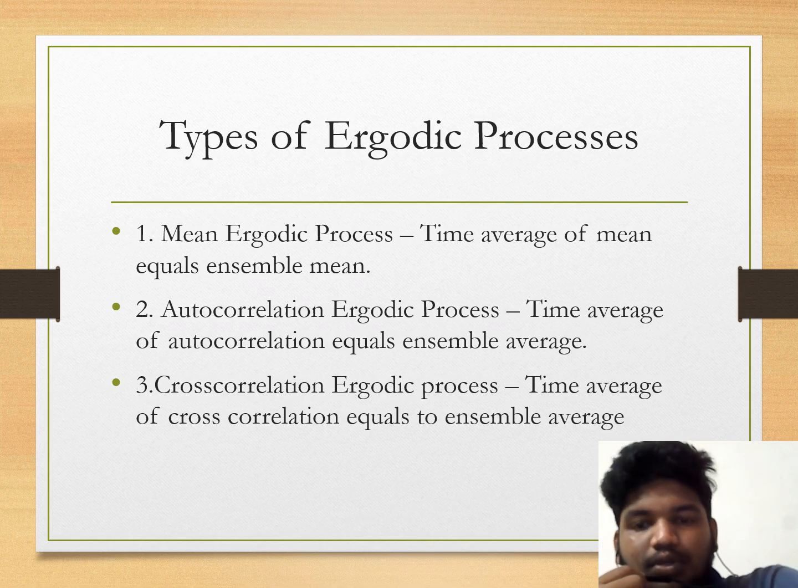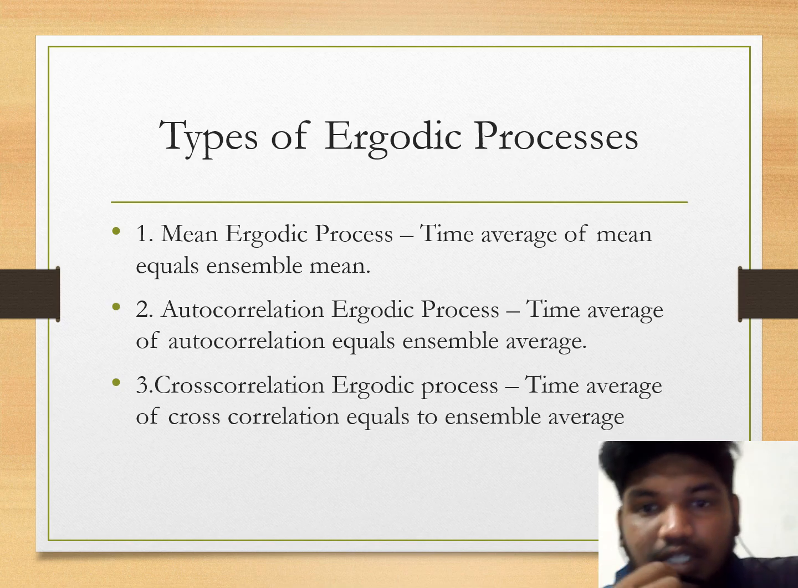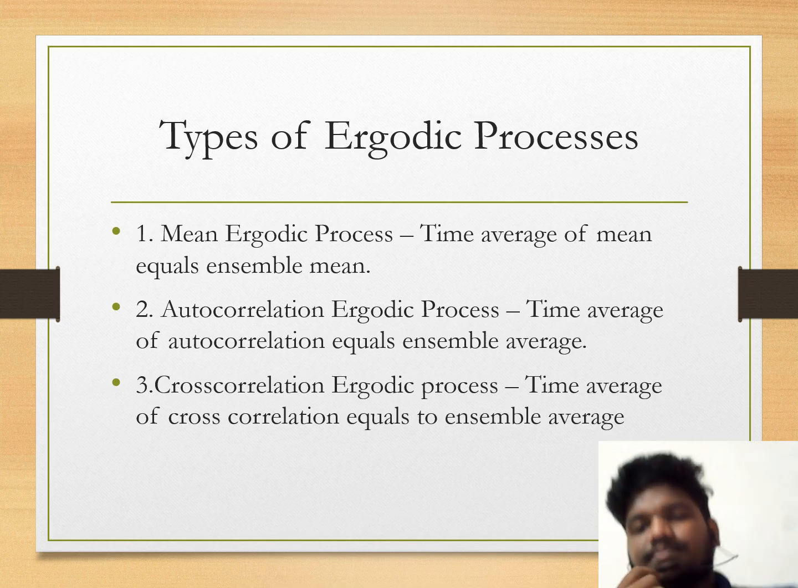I want to say only one thing for an ergodic process. When the time average is equal to the ensemble average, then it is called an ergodic process. And for an autocorrelation ergodic process, the time average of a correlation is equal to the ensemble average.